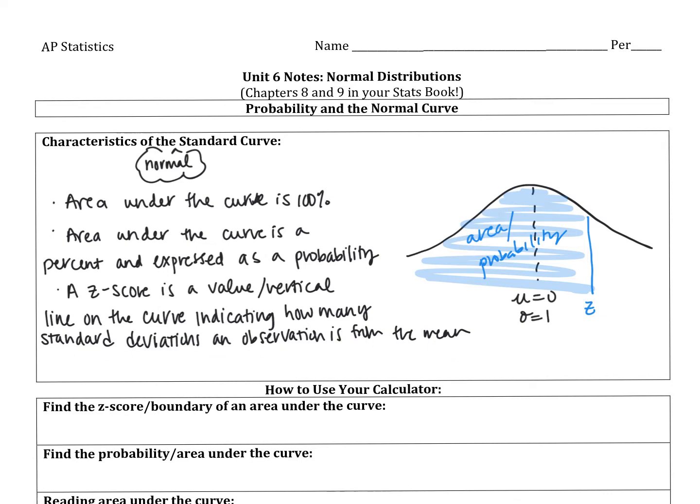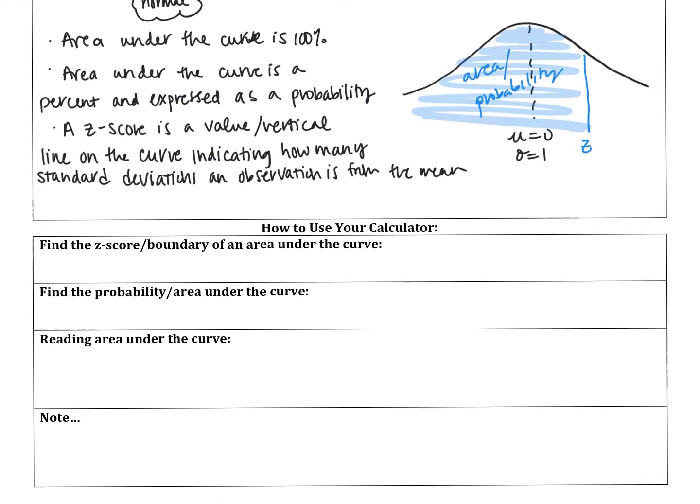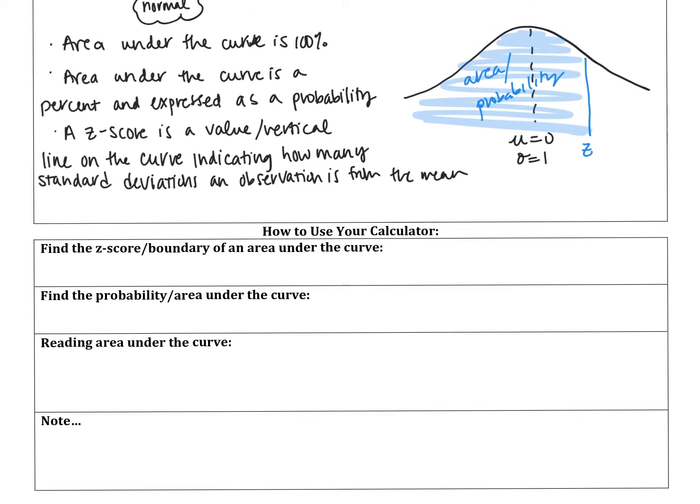Okay, so this unit, we're going to be working with standard normal curves and normal curves. Standard normal meaning centered at 0 and 1. Normal meaning centered at a mean and standard deviation according to that data set. And we're going to need to use our calculator to find out the z-score. And we're going to use our calculator also to find out a particular area under the curve given a certain z-score or boundary point. So here's things that you need to know as far as your calculator goes.